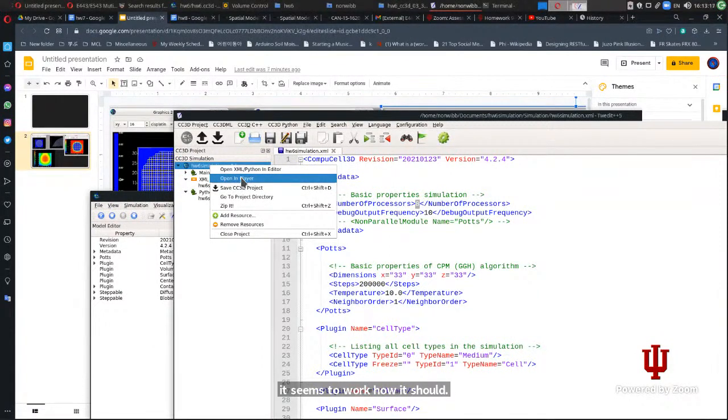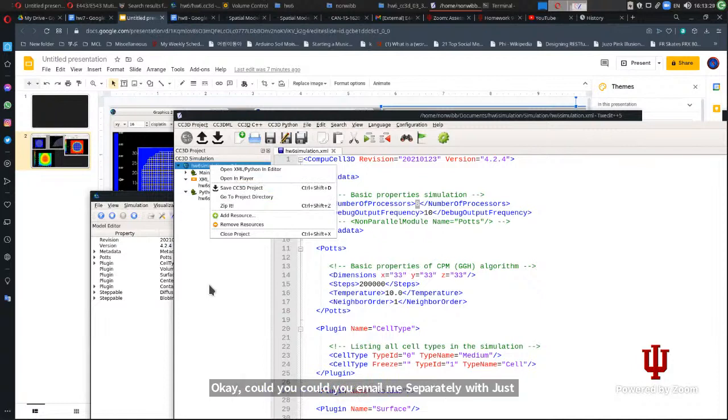Okay, and you're on Linux. Mm-hmm. Okay, could you email me separately with just some basic information about your operating system and all of that? Yeah, so I'll have to look into this a little bit. That's a very strange behavior that I've not heard of until just now.